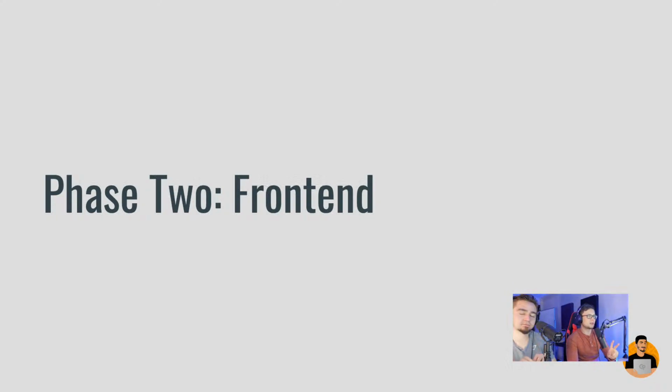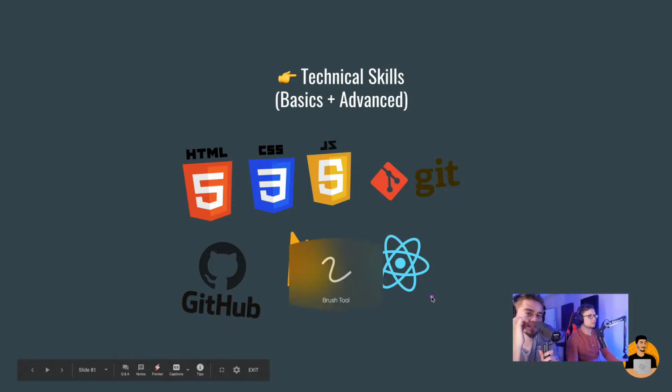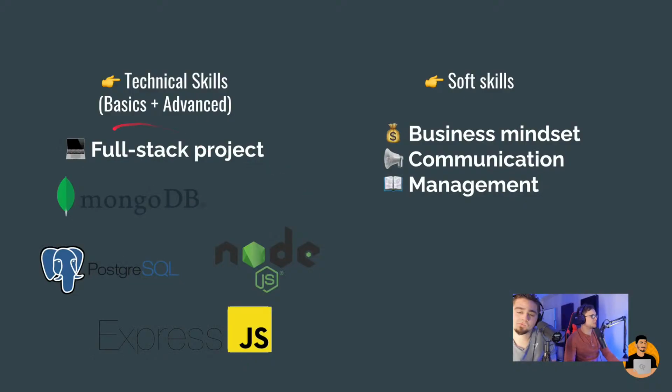Phase 2, front end. You will get to learn things like HTML, CSS, JS, GitHub. Literally, the roadmap we gave you is mapped out to the exact structure. That's why we gave you that roadmap, because we realized this is what people need. Backend, right? You'll get to learn things like a full-stack project, MongoDB, PostgreSQL, Node.js, Express.js, and also, for example, MySQL. That's another big one, right? So MySQL. That's another thing you're going to learn, okay?